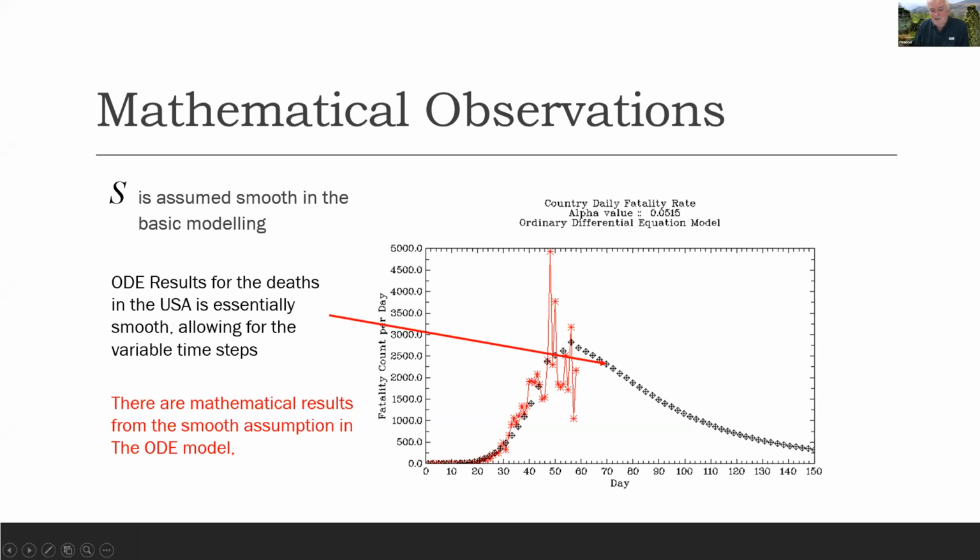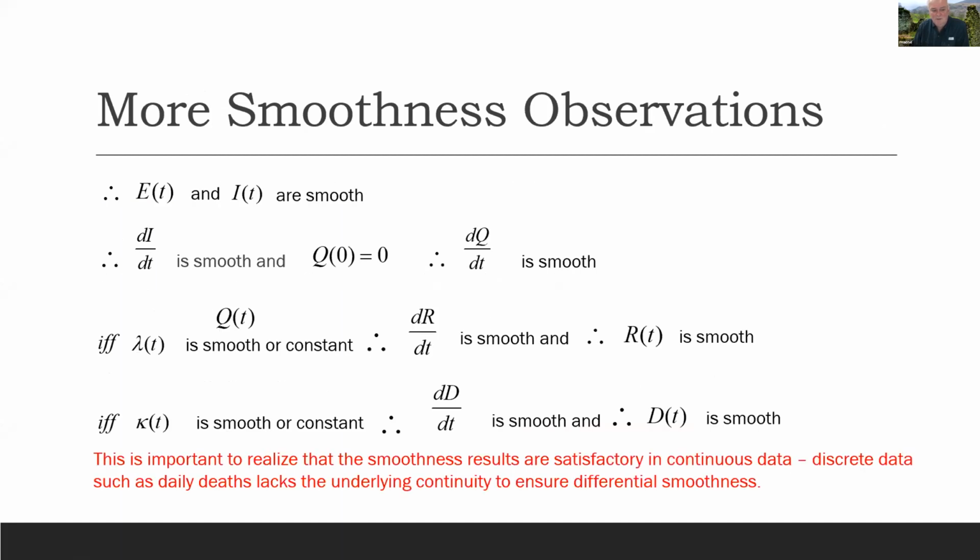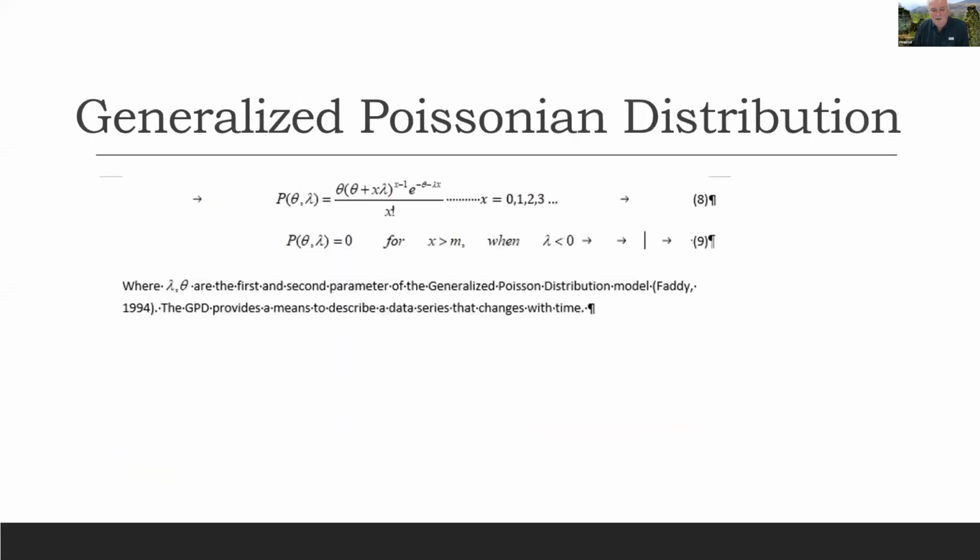But this shape points to the smoothness assumption in the ODE model. So you can just work through. You start out with the S being smooth, and from there you can just do a little bit of simple mathematics. And it says that the whole thing should be smooth. The only problem is the real data isn't smooth.